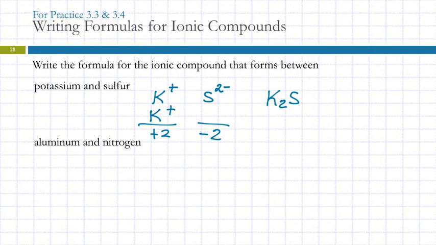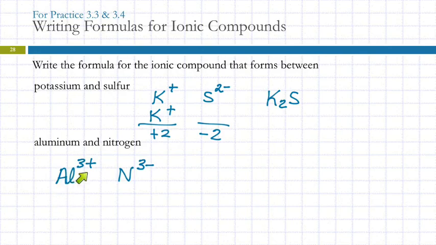Let's do aluminum and nitrogen. Symbol for aluminum is Al. And nitrogen is N. What's the charge on the nitrogen ion? Count back from the -3. So 3 minus. The charge comes after the number because we don't want it to look like an exponent. And then aluminum, what's the charge on the aluminum ion? 3 positive because it's in group 3A. It's a main group metal.